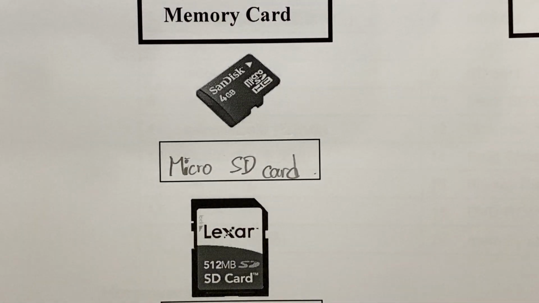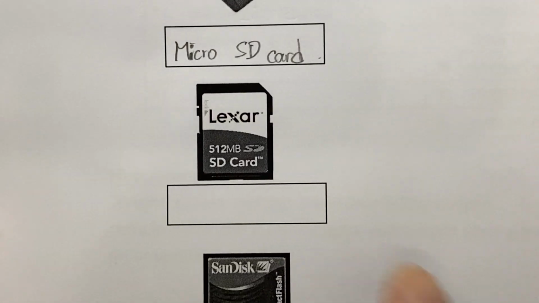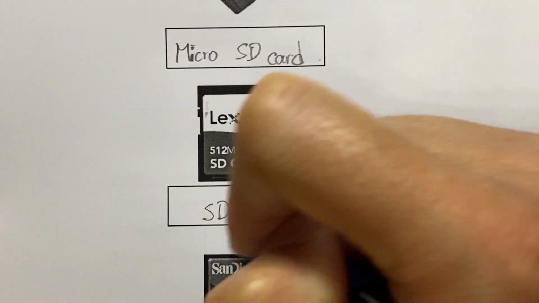We have a normal size SD card. This one is called micro because it's small. It is used in your mobile phone, most likely your smartphone. This one is a regular size SD card. So we just simply call it SD card.